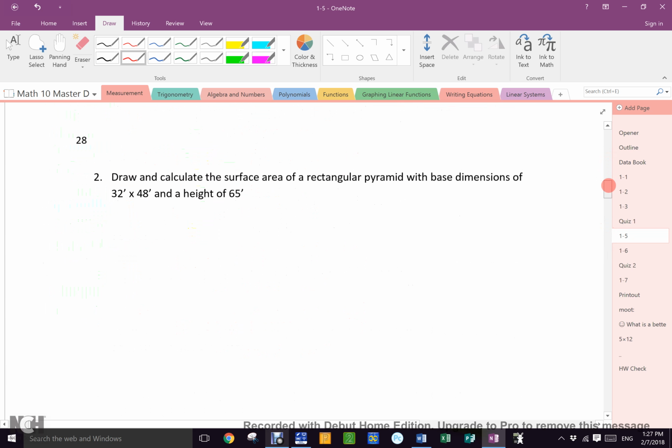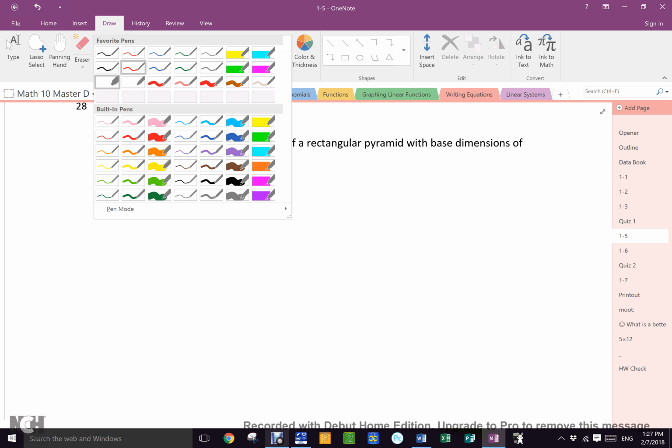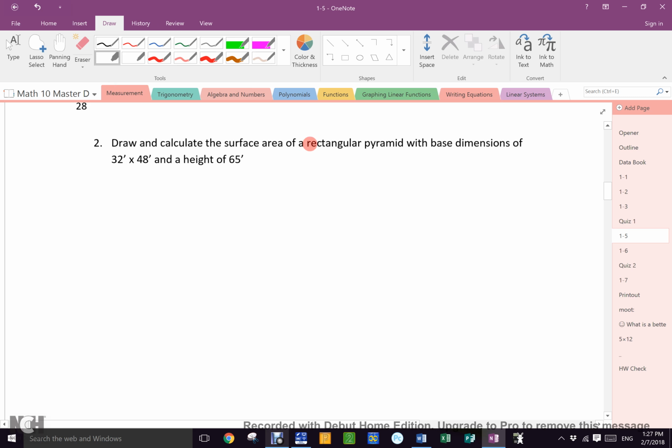Turn the page over, please. This is a misprint. I copied and pasted this from the honors book. You guys need to make some changes to this. You are getting rid of rectangular, so cross that right out. And you are getting rid of the 48.